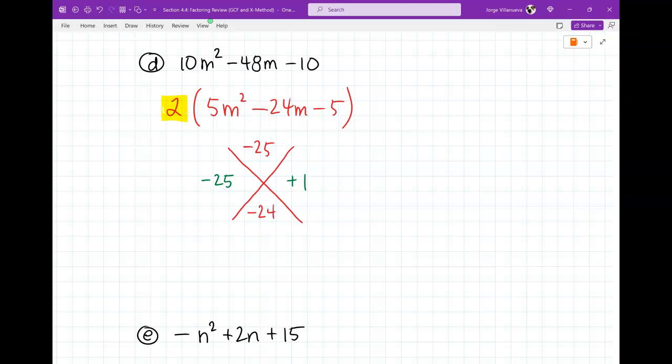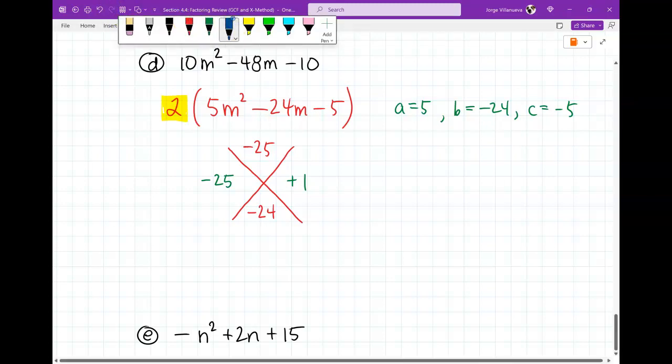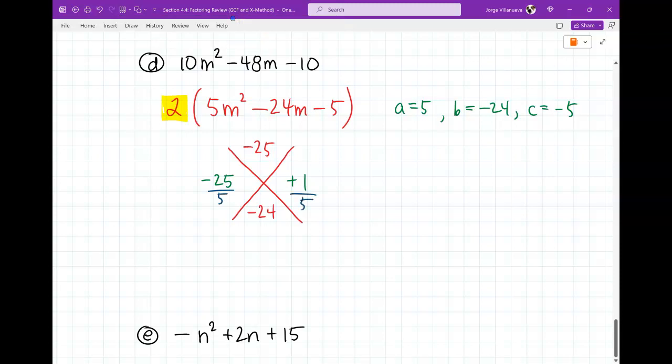All right. But I can't leave that as my answer because my A term, if I write it down, is 5. My B term is negative 24. My C term is negative 5, right? A is equal to 5. That means I got to divide by it. So this becomes negative 5. That's one of my answers. And this one I can't divide, so that's my other answer.